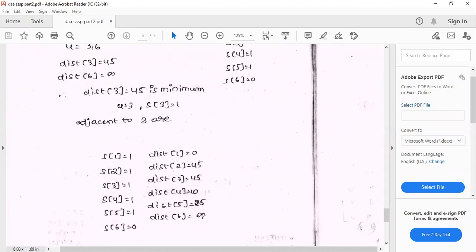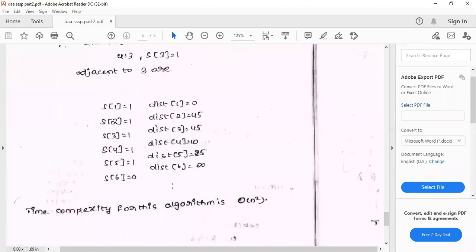There is no path from 1 to 6, or there is no path from 3 to 6, or there is no path from 2 to 6. So S6 is not visited. So S6 equal to 0 and distance equal to infinity.